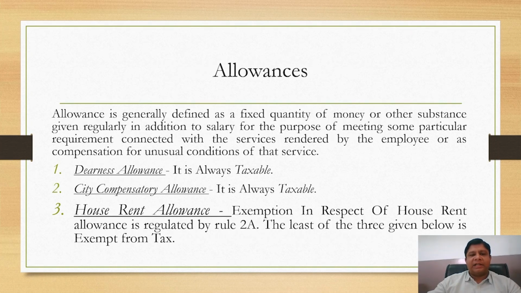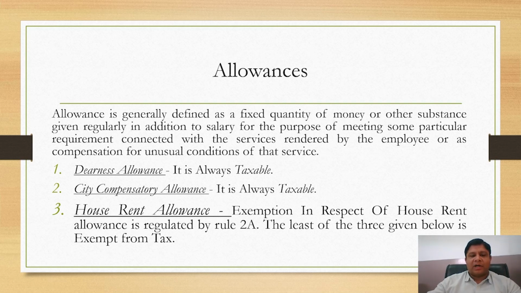Allowance is generally defined as a fixed quantity of money or other substance given regularly in addition to salary for the purpose of meeting some particular requirement connected with the services rendered by the employee, or as compensation for unusual conditions of that service. First, dearness allowance, known as DA, is always taxable. Second, city compensatory allowance is always taxable.